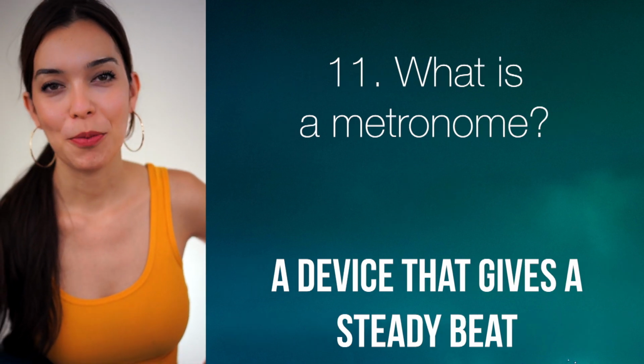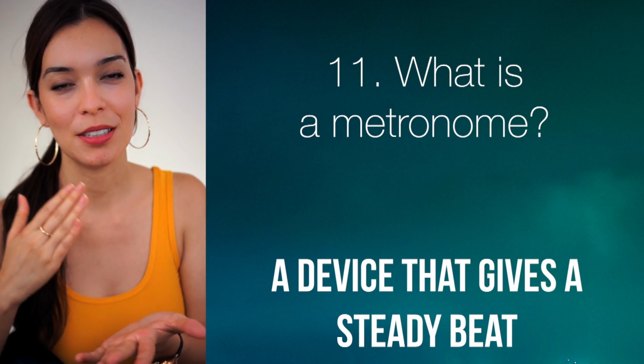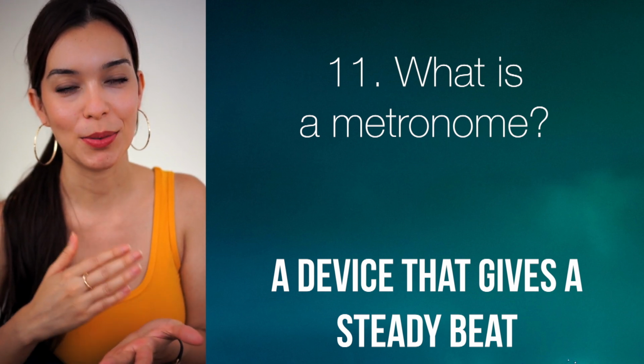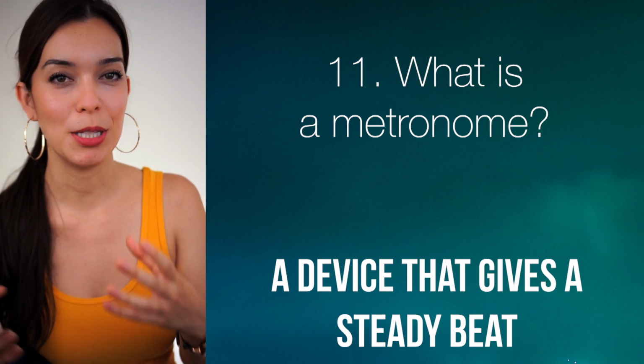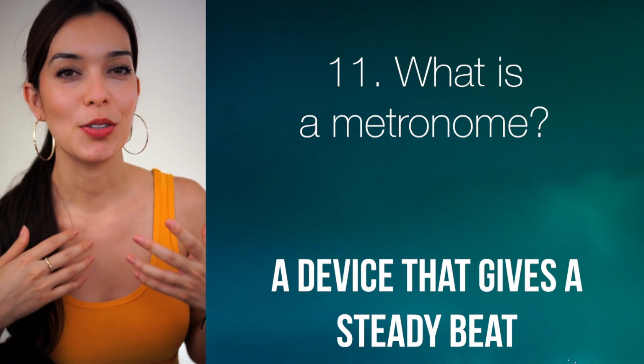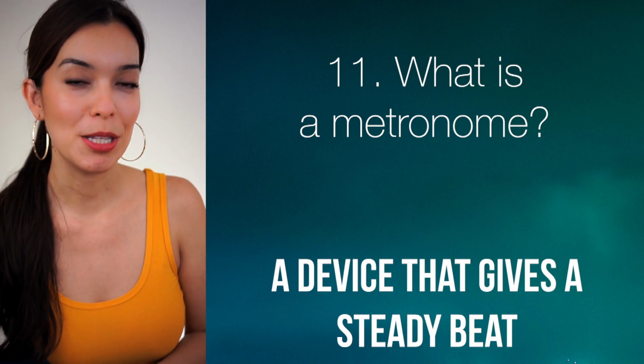What is a metronome? A metronome is basically a device that keeps time for us to practice with. It can be adjusted, so you can set the beats per minute that you wish. So it's a practice tool and you can adjust the beats per minute.